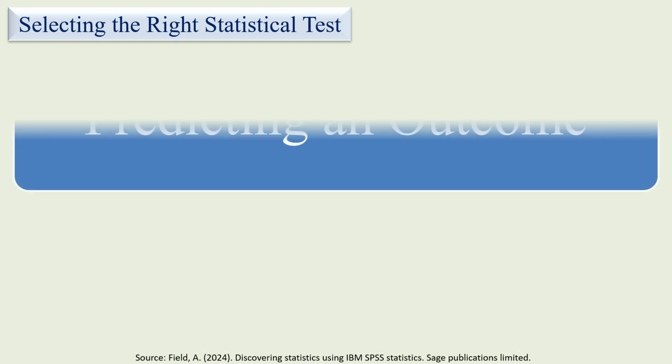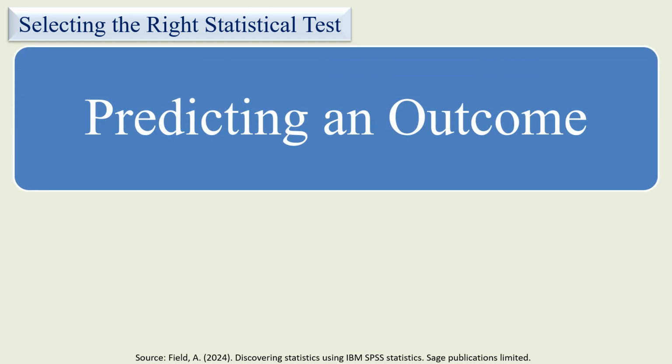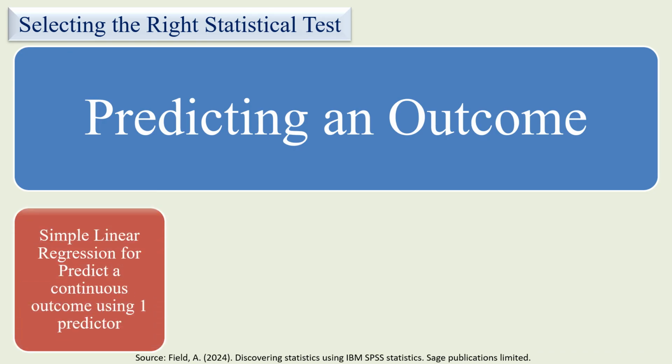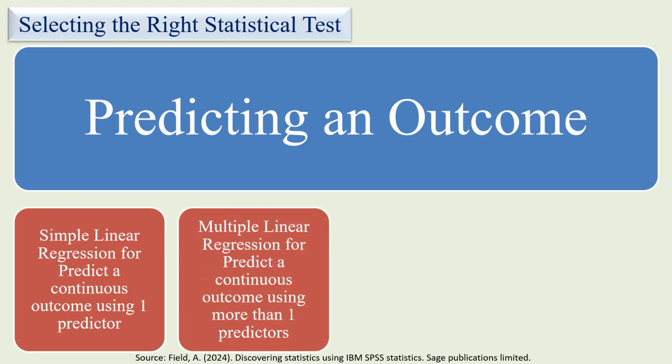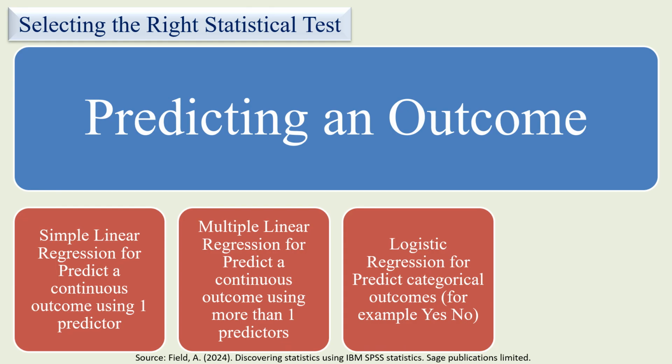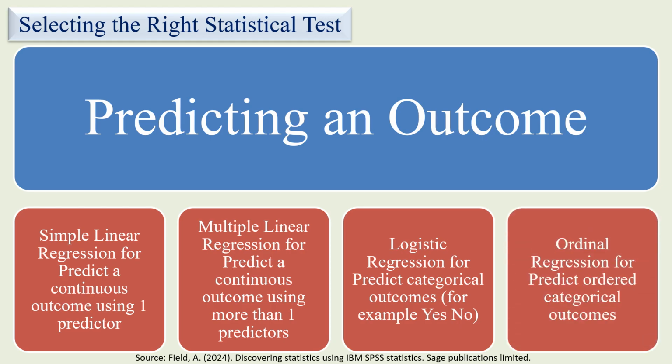Third, for predicting an outcome, in other words regression and association tests. Applied, simple linear regression for predicting a continuous outcome using 1 predictor. Applied, multiple linear regression for predicting a continuous outcome using more than 1 predictor. Applied, logistic regression for predicting categorical outcomes, for example yes-no. Applied, ordinal regression for predicting ordered categorical outcomes.